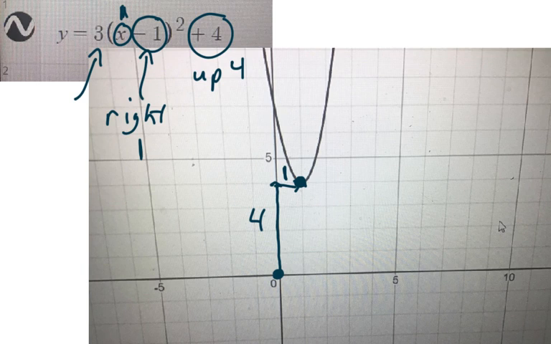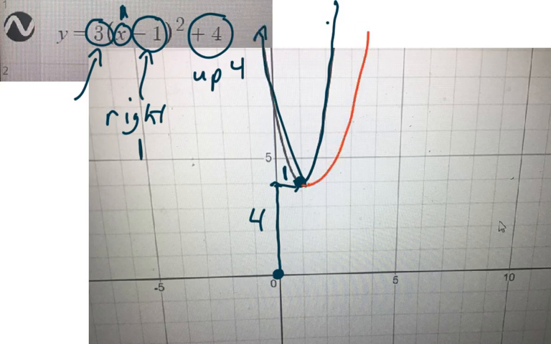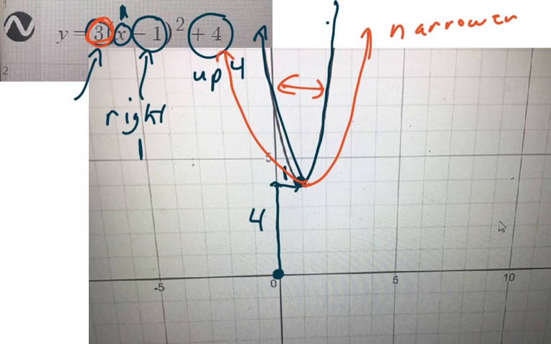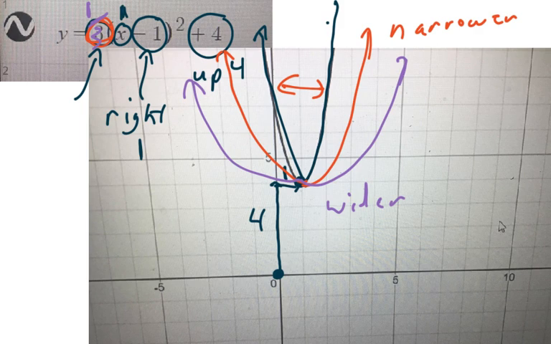What does the 3 do? It's positive, so notice how it's skinnier, guys. See, a normal parabola would have looked like this. You see, I'm just rough sketching it. But because of this 3, it got skinnier in here. It got narrower again, narrower. If this was a fraction like 1/3, it would have gotten wider. Okay, so a smaller fractional number makes it wider. A larger number makes it narrower.